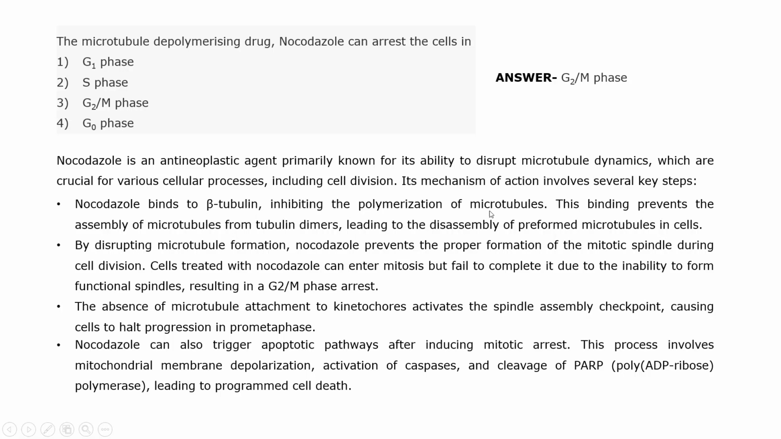So this binding prevents the assembly of microtubules from tubulin dimers, leading to the disassembly of preformed microtubules in the cell. So that's the basic mechanism of this particular drug. And by disrupting microtubule formation, nocodazole prevents the proper formation of the mitotic spindle during cell division, because spindle formation is required so that microtubules can attach to the spindle body and also to the centrosome.